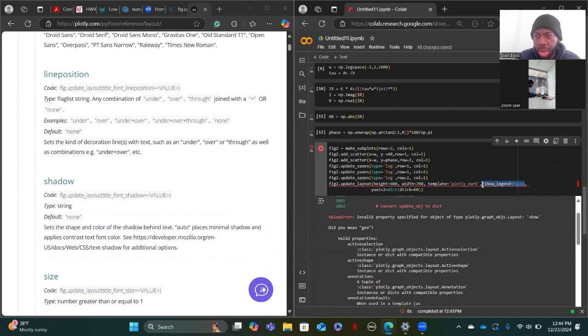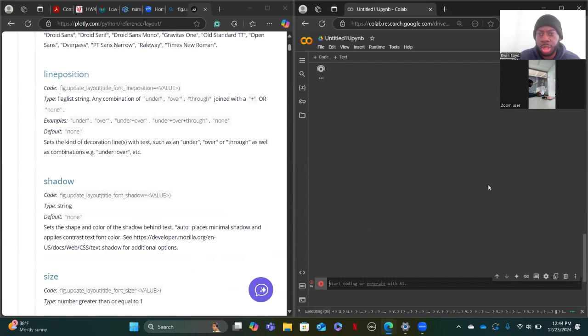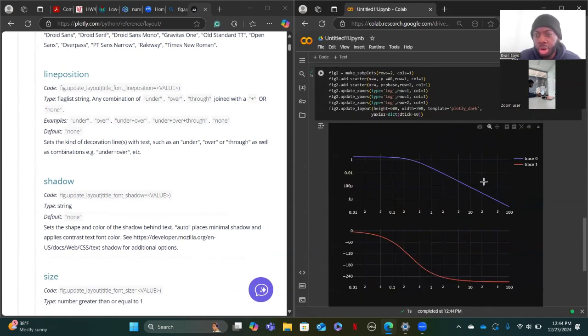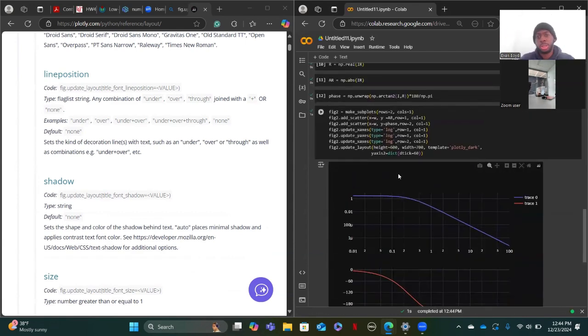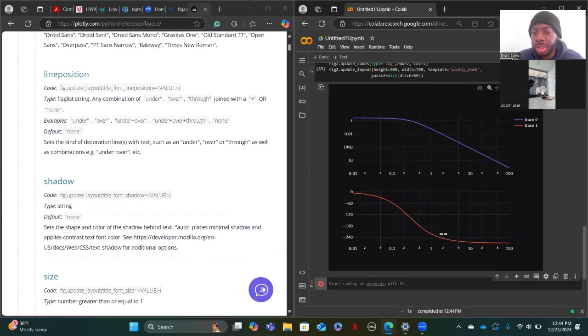Every time I try to do show legend, it just never works for me, so I'm just going to let it rock. Oh, perfect. It worked. Okay, it's actually a really nice graph.